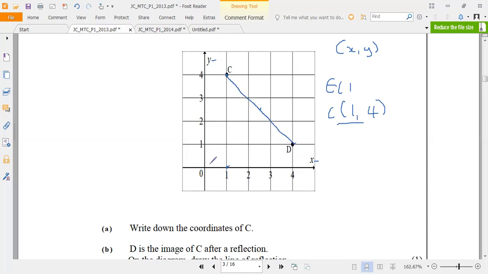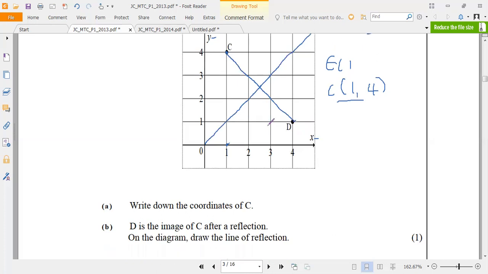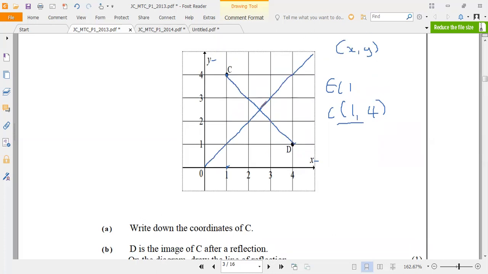So if I try to draw that line, you realize that the line of reflection is this line that passes here, like this. That is the line of reflection. You can clearly see that the distance from this point here up to this point is equal to the distance from this point up to this point.